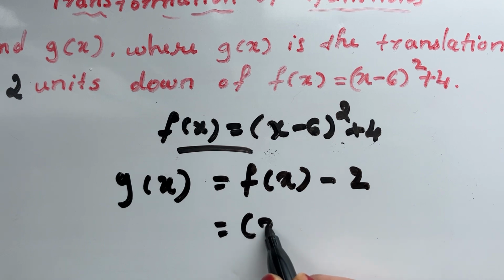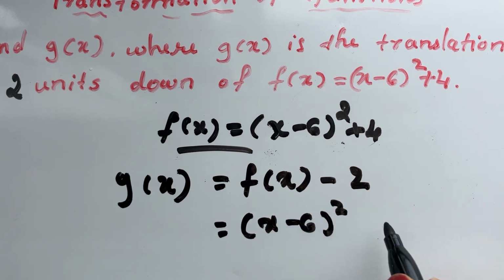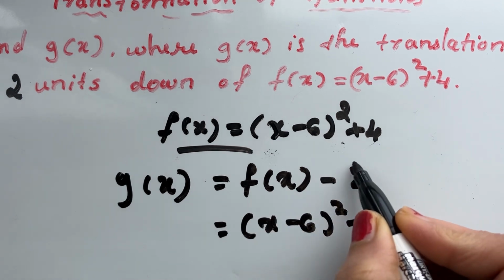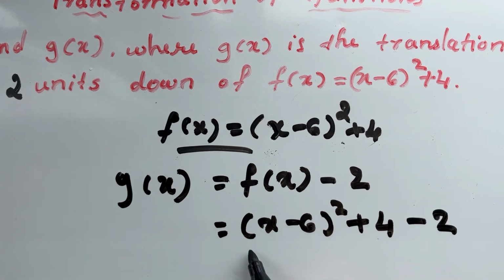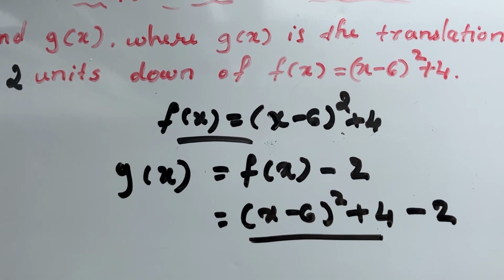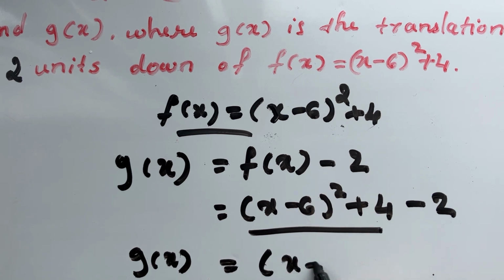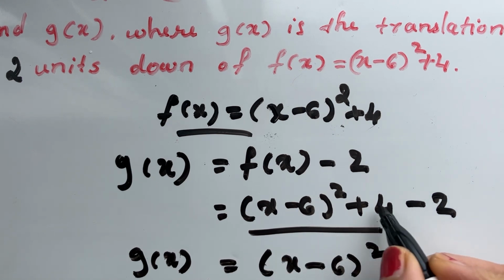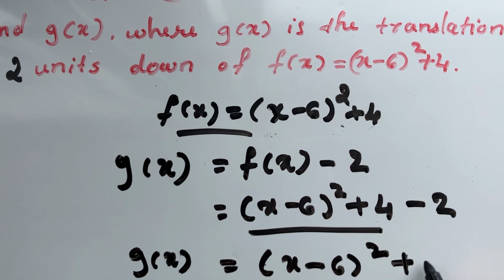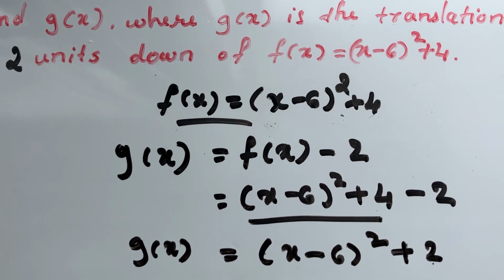So our g of x is (x minus 6) whole square plus 4 minus 2. This is our f of x part. So what is g of x? G of x is equal to (x minus 6) whole square plus 4 minus 2, which is plus 2. This is our function g of x.